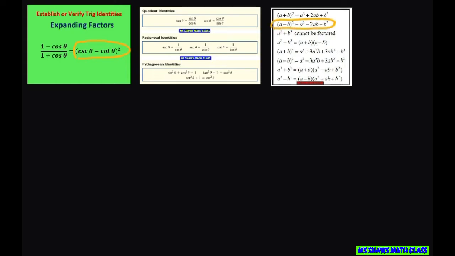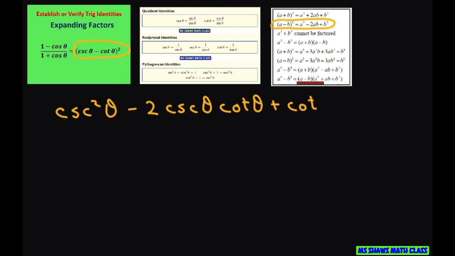here. It's a perfect square trinomial. So I'm going to expand this first. So this is going to be cosecant squared of theta minus 2 cosecant of theta cotangent of theta plus cotangent squared of theta.